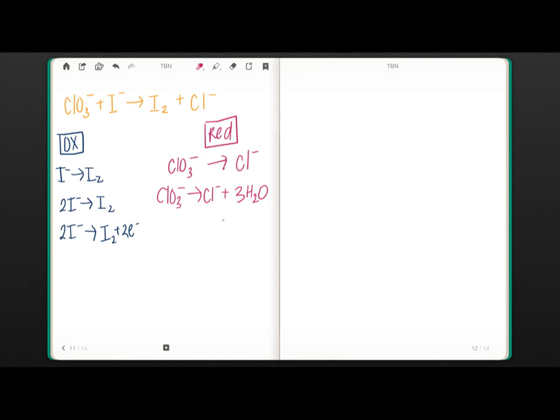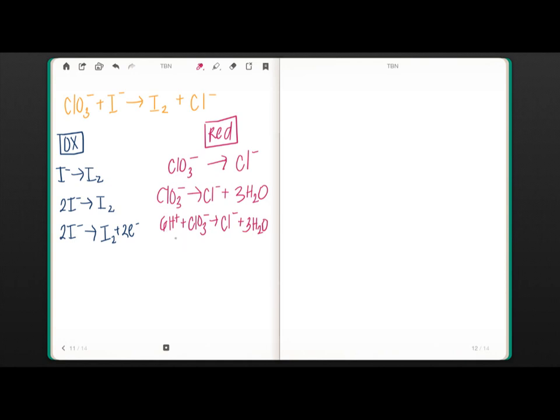Next, after balancing out the oxygen, you balance out the hydrogen. So you have 6 hydrogen here because 3 times 2. So add 6 hydrogen to the reactant side. So you have 6 H plus ClO3 minus, as it's going to Cl minus plus 3H2O.